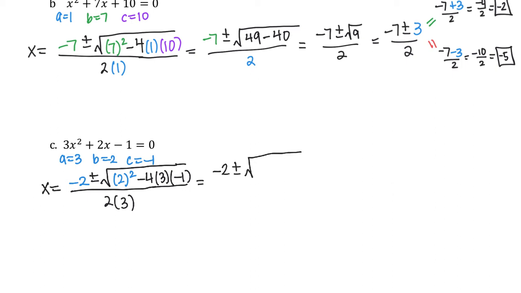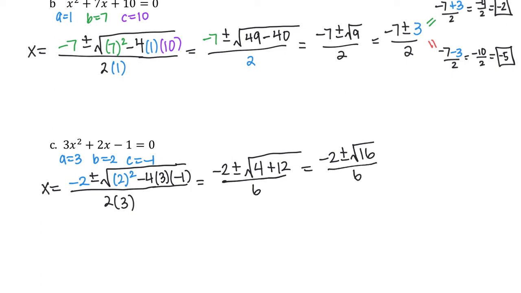Okay, 2 squared is 4. Minus 4 times 3 is minus 12. Minus 12 times minus 1 is going to switch it to positive 12 over 6. Let's see, 4 plus 12 is 16, so I have the square root of 16 over 6.